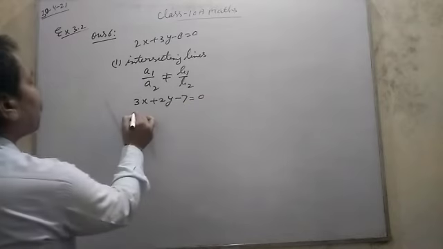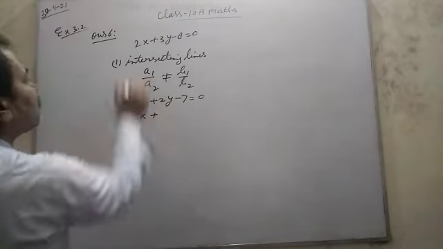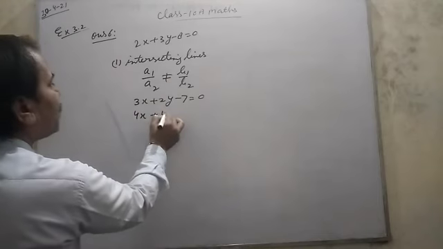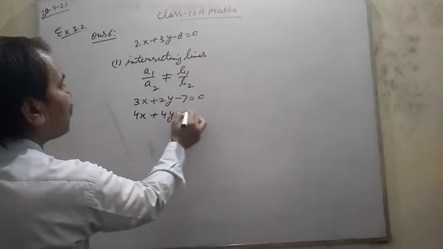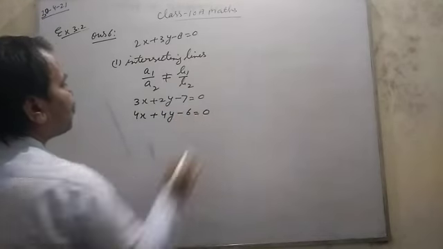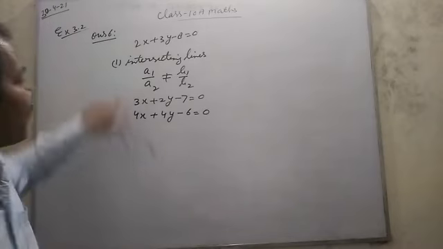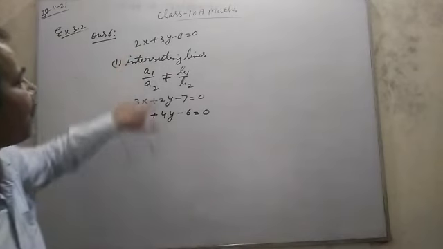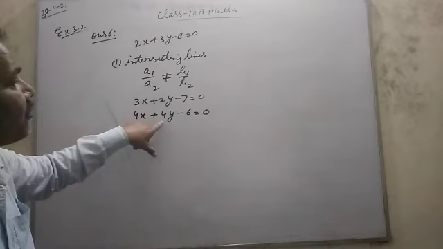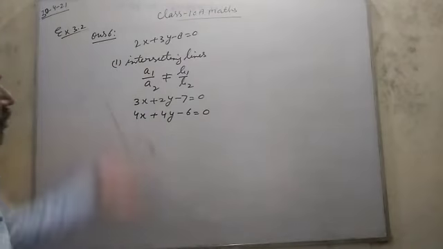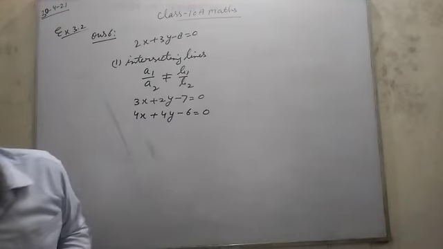Like this, you can also write 4x, so 2 upon 4 is 1 by 2. And here you write 4y minus 6 is equal to 8. So 2 upon 4 is 1 by 2, and 3 upon 4, so 1 by 2 is not equal to 3 by 4. Like that, so many equations you can find. But here you have to write only one equation. Clear?